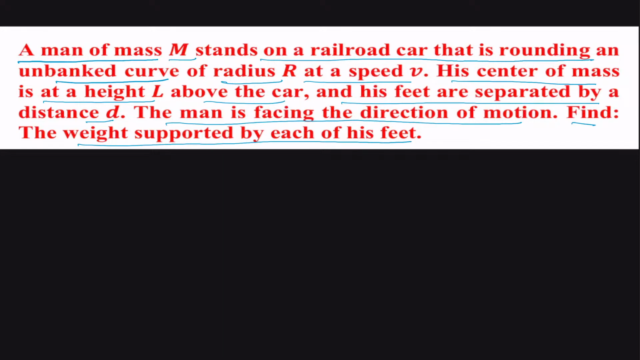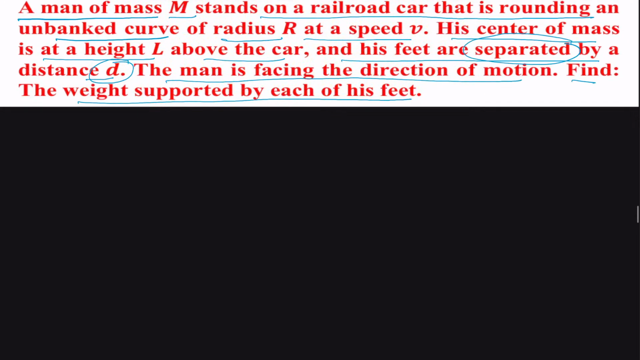So this is the basic question, and we are going to modify it in certain ways. Like in the first part, he is facing the direction of motion. Then we can ask what is going to happen if he is facing the opposite side to the direction of motion. And here it is mentioned that his feet are separated. So what is going to happen if this distance becomes approximately equal to 0? When the feet are very close to each other, we are also going to find out the various subparts of that. Okay, so let's first of all solve this part.